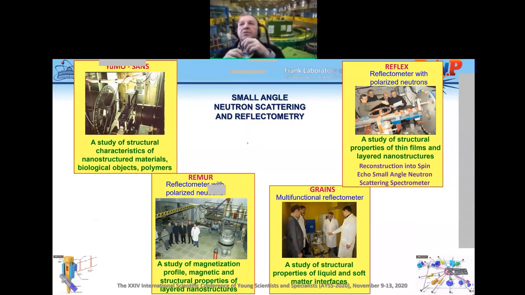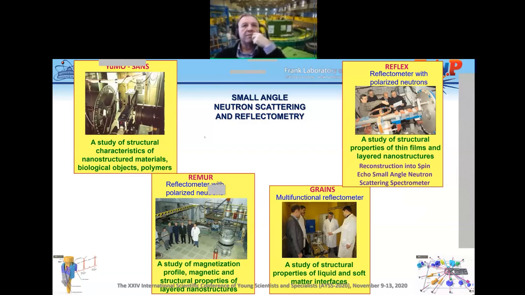Neutrons are also able to measure the surface properties of materials when they are scattered at a very small angle from the surface. They penetrate into the material to very small depths, corresponding to tens of nanometers. In this very thin layer, you can study the magnetic and atomic properties of the material. This research is called reflectometry.